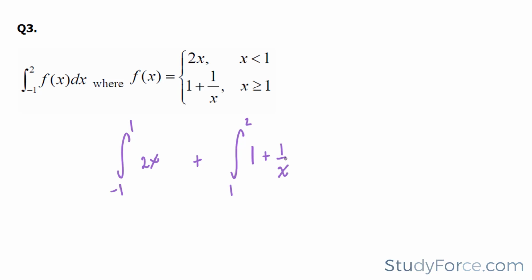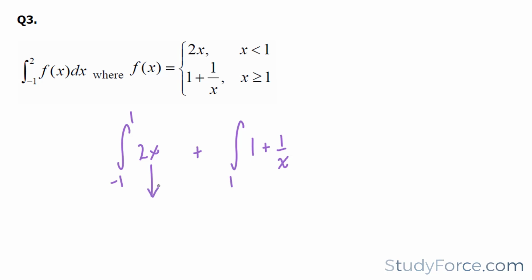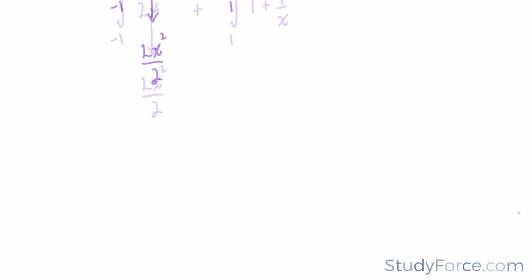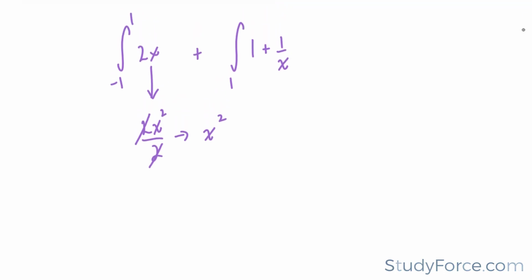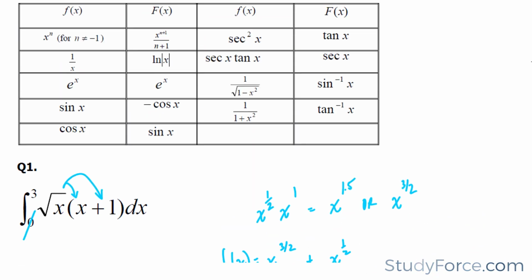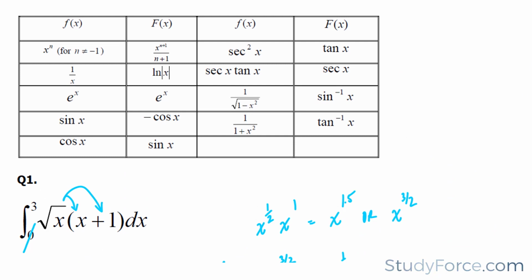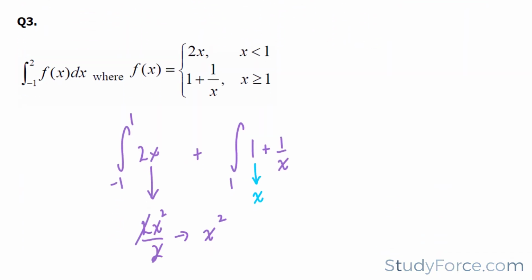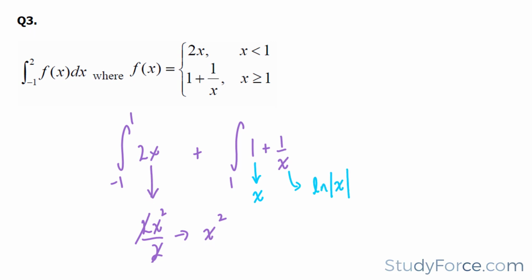So now we have to find the antiderivative for this term, and this term. The antiderivative of this is 2x to the power of 2 over 2. The 2's cancel out, which gives us x to the power of 2. And the antiderivative of 1 is x. And the antiderivative of 1 over x, if you look at your chart here, 1 over x becomes ln x. So let's write that down. This becomes ln absolute of x.